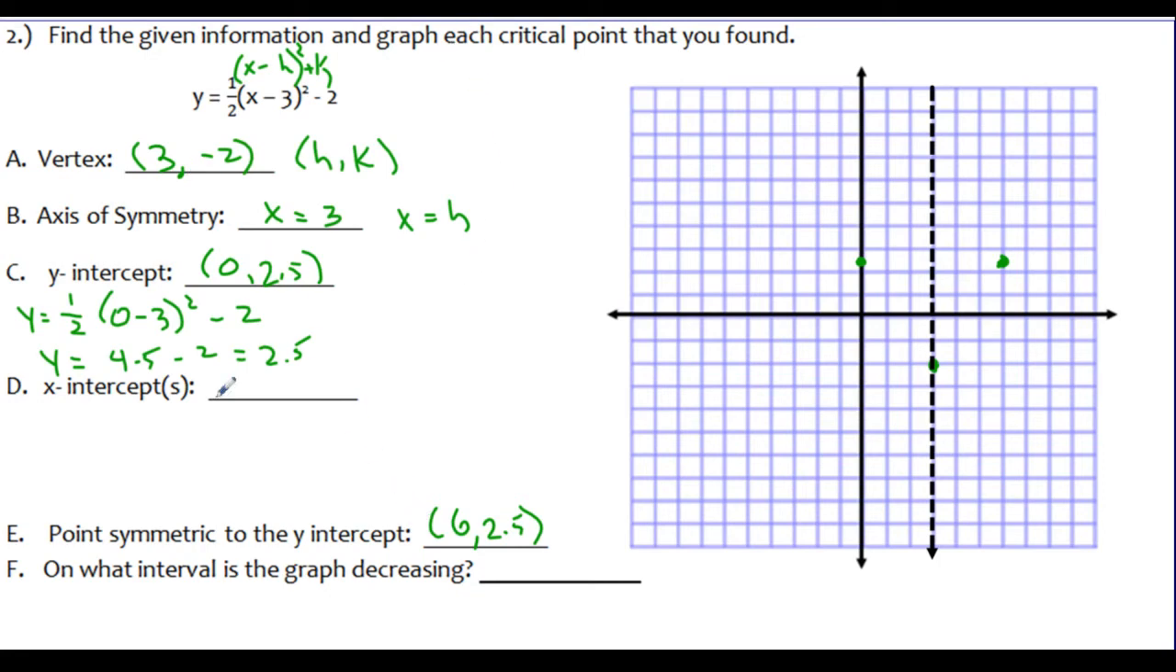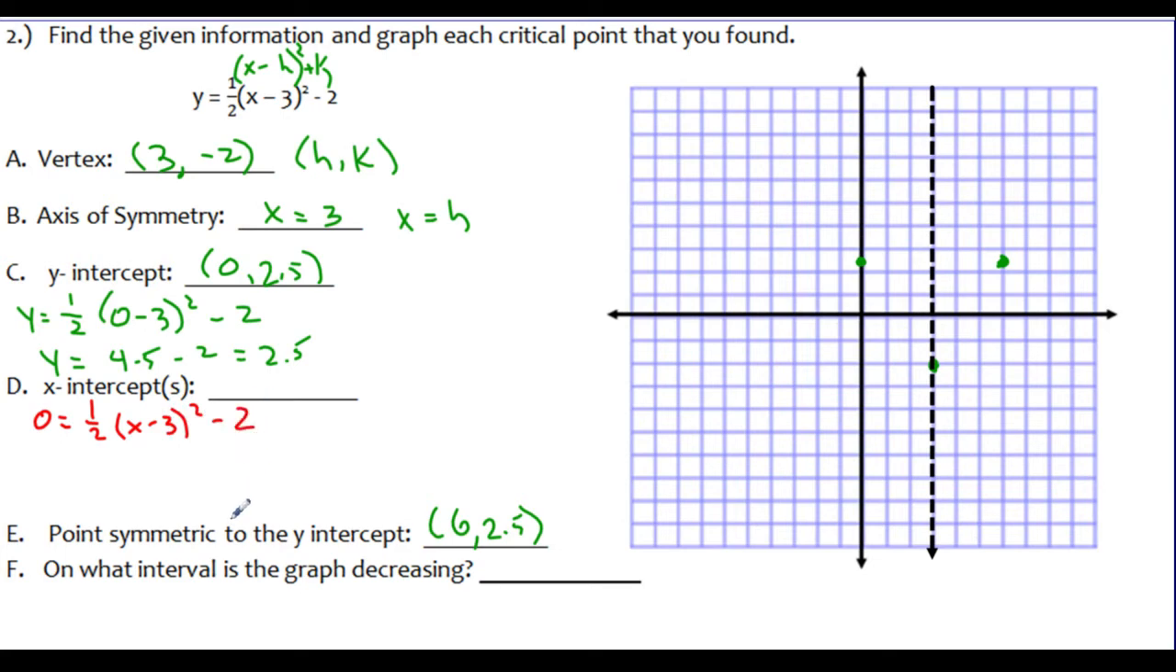Okay. So let's find the x-intercepts. The x-intercepts method hasn't changed. We're still saying I want to find out what x is when y is 0. So I'm going to put a 0 in the y spot. So I'm going to say 0 equals 1/2 times (x minus 3) squared minus 2.